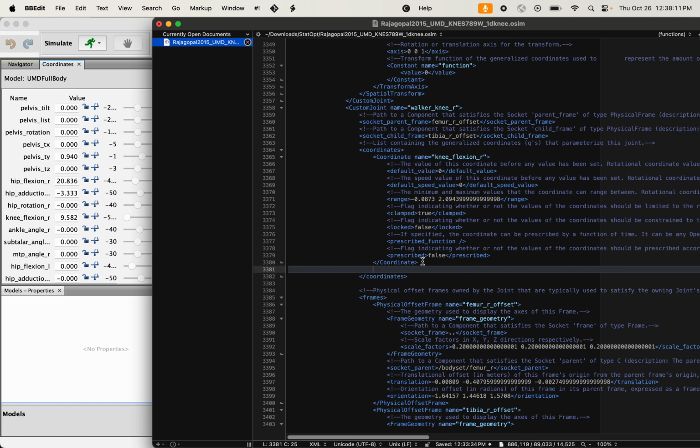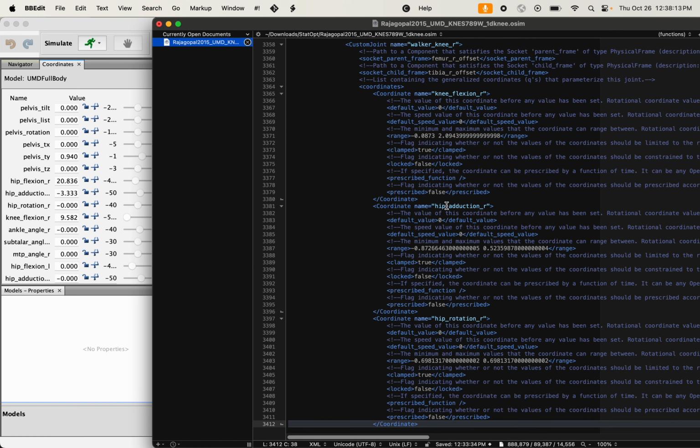So I'm going to paste in those other 2 coordinates, and I don't want them to be hip adduction. I want it to be knee adduction, and I don't want it to be hip rotation. I want it to be knee rotation. And these ranges don't matter that much here, but I'm just going to arbitrarily make them, it can go -1 radian and +1 radian for adduction, abduction, and then -1 radian, +1 radian for internal, external rotation.